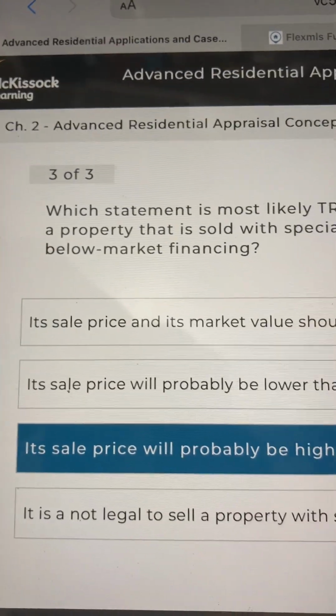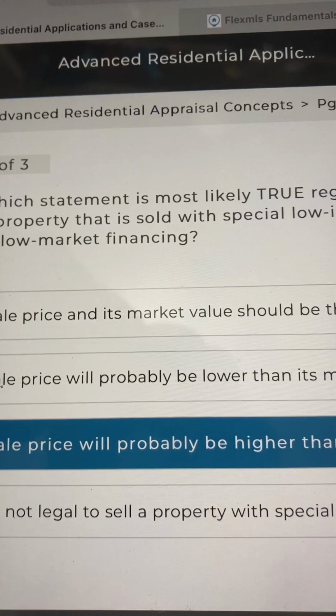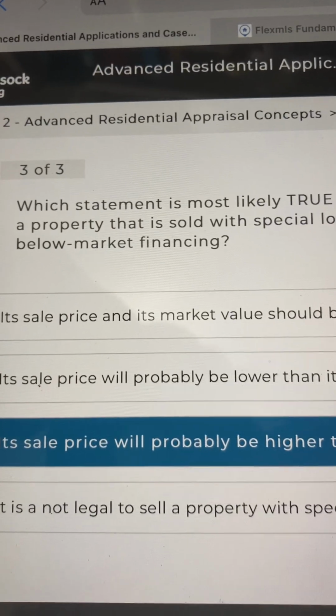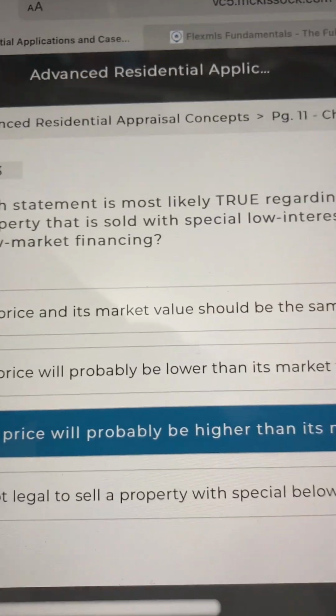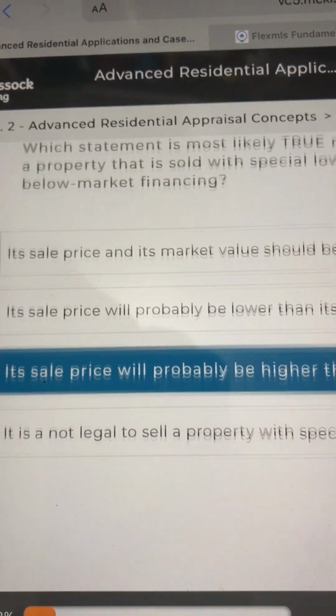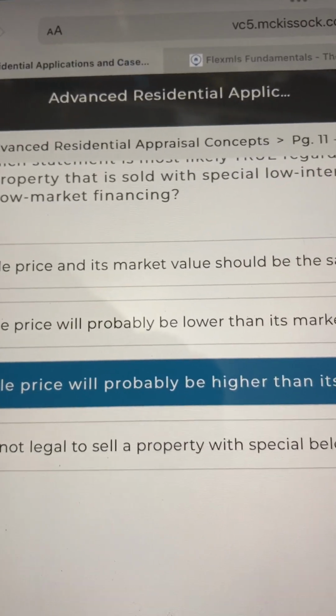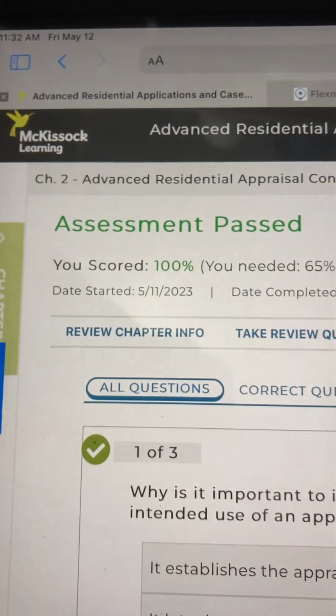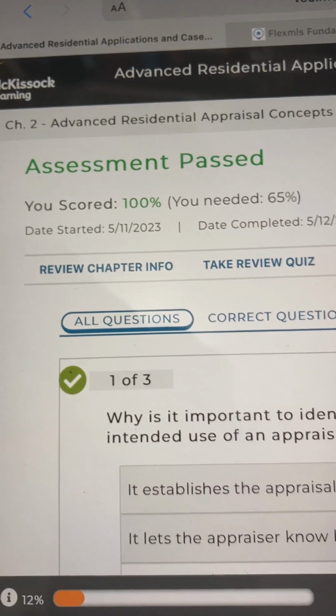I think it's C because this was in the last chapter. Yeah, I'm going to go with it. It's probably going to be selling for higher because of the good low interest rate. Finish. You passed. You got 100%.